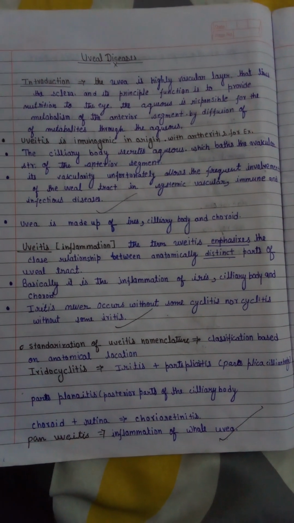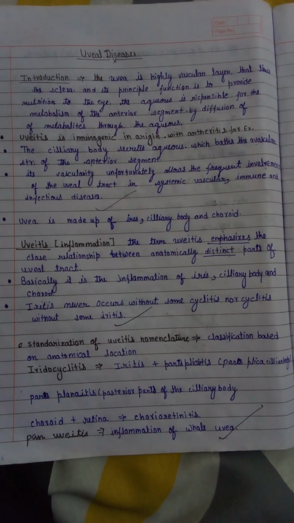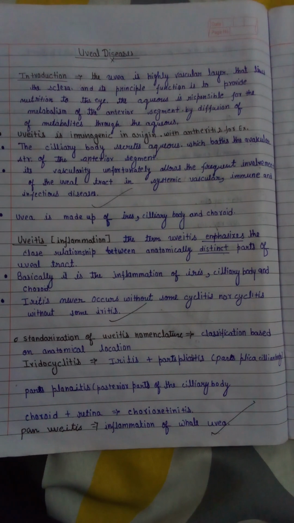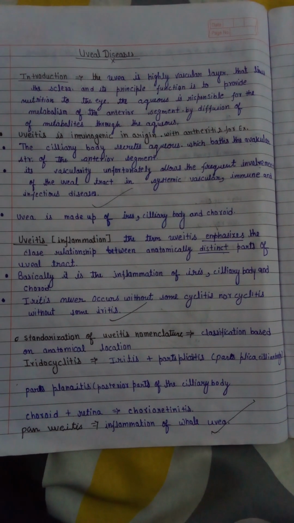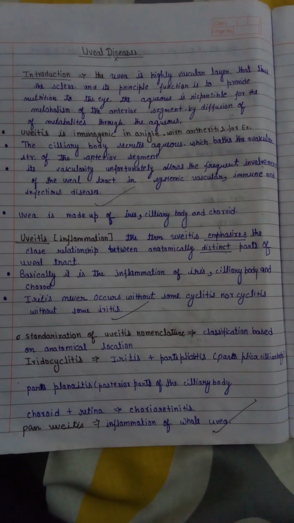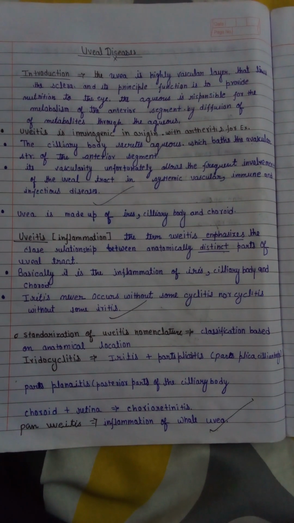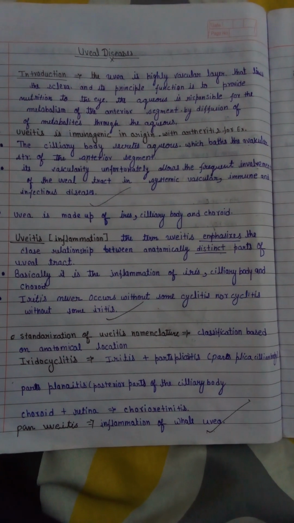Our today's topic is uvea disease. So the uvea is a highly vascular layer that lines the sclera, and its principal function is to provide nutrition to the eye.